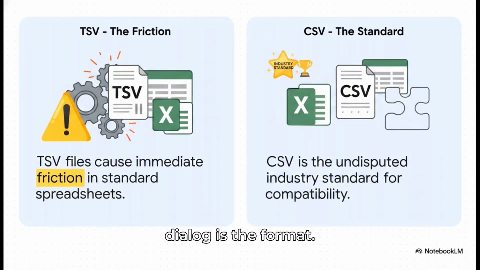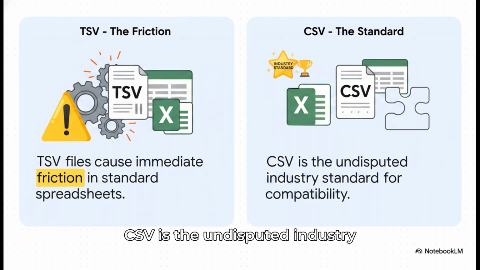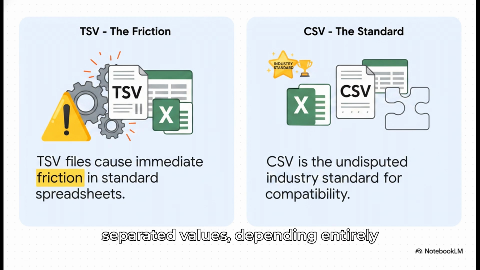First up in the export dialog is the format. You want to deliberately choose comma-separated values, or CSV. CSV is the undisputed industry standard for spreadsheet compatibility. Relying on defaults in some environments might suddenly yield tab-separated values, or TSV, or sometimes even semicolon-separated values, depending entirely on your system's regional settings.